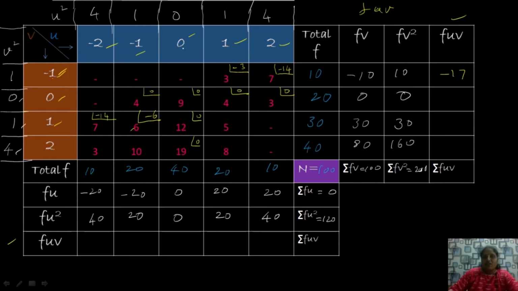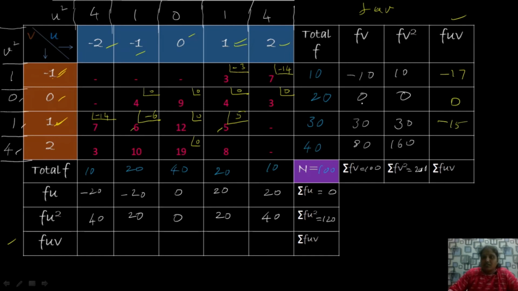Because one of the values of u becomes 0, definitely for this column, and here one of the values of v becomes 0. So this row and this column take the entire values of fuv as 0 itself. Now next here, 1 multiplied with 1 itself, multiplied with 5, 5. So adding all these values, we get minus 14, minus 6, minus 20, plus 5, that is minus 15.